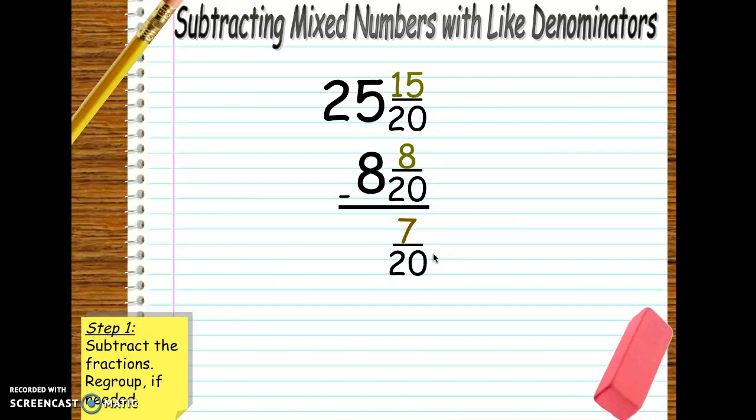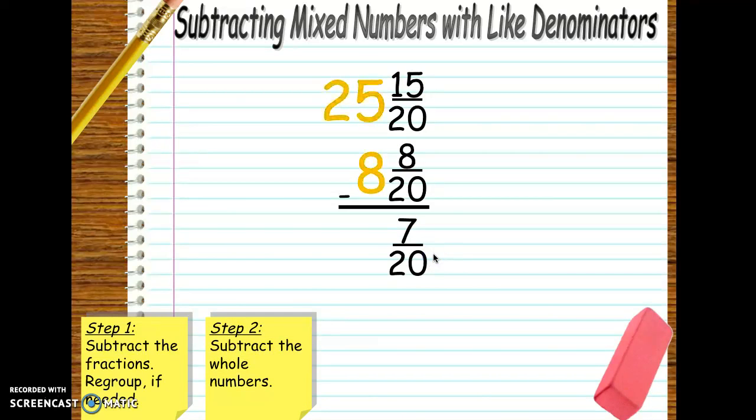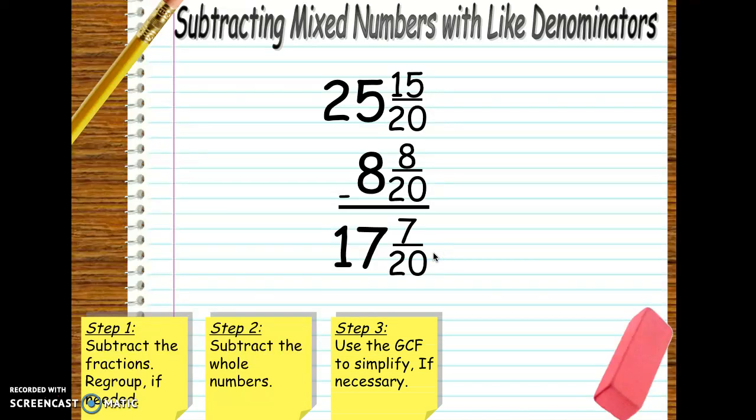Now I'm ready for step 2. Step 2, subtracting the whole numbers, I'm going to be focused on subtracting 25 and 8, and I'm going to get 17. Now I'm going to think about step 3. I have 17 and 7/20, and I don't think there's a greatest common factor between 7 and 20 because 7 is a prime number. Therefore, I don't have to simplify this one.